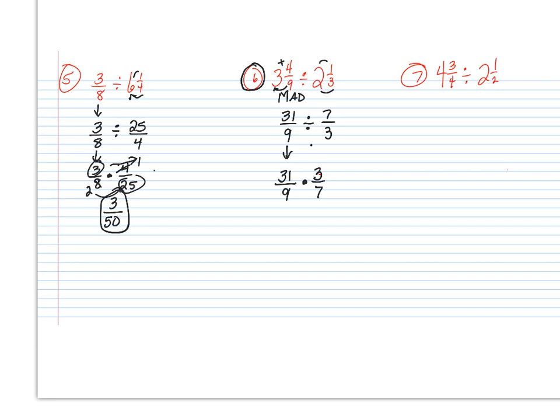Okay? Now notice 31 and 7 don't share a common factor, but 3 and 9 do. They both have a 3 in them. 3 divided by 3 is 1. 9 divided by 3 is 3. So I'm going to go straight across. I get 31 over 21, and that is more than 1. So when I take 31 divided by 21, it goes in there one time with 10 left over. So it's 1 and 10/21. So this one is equal to 1 and 10 over 21.